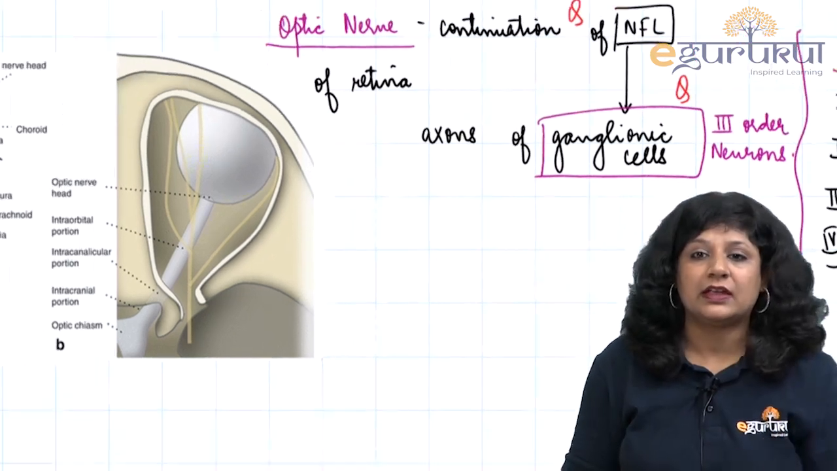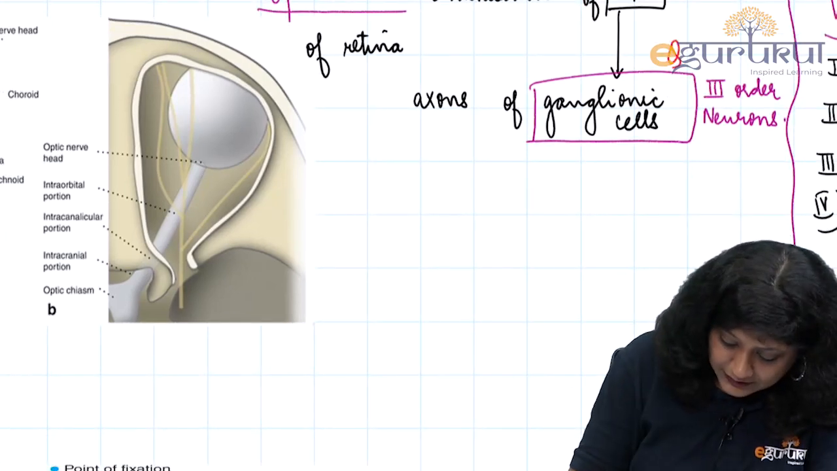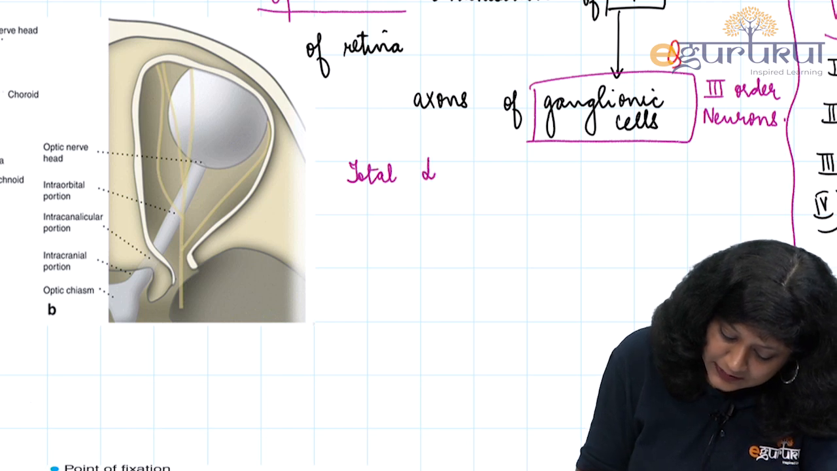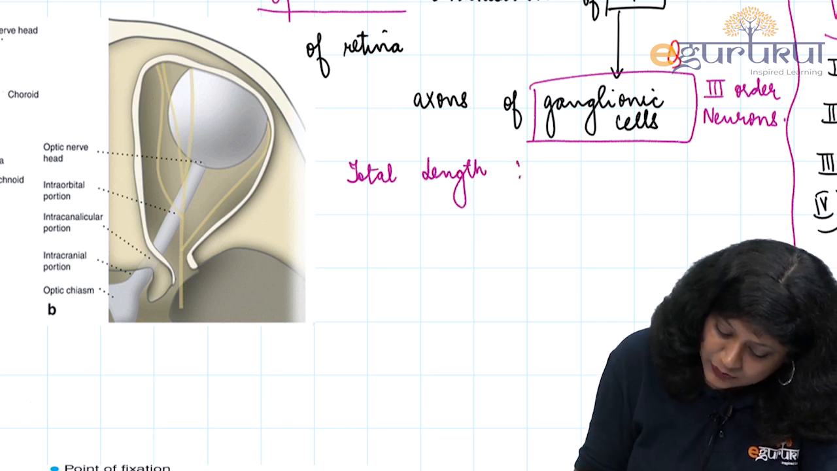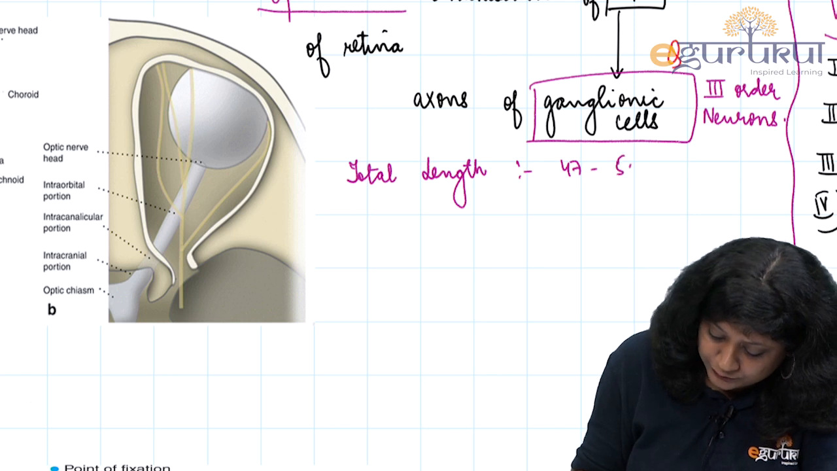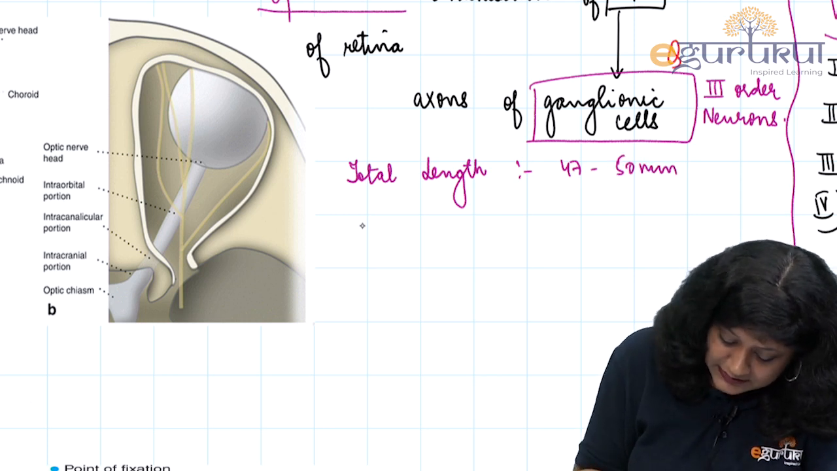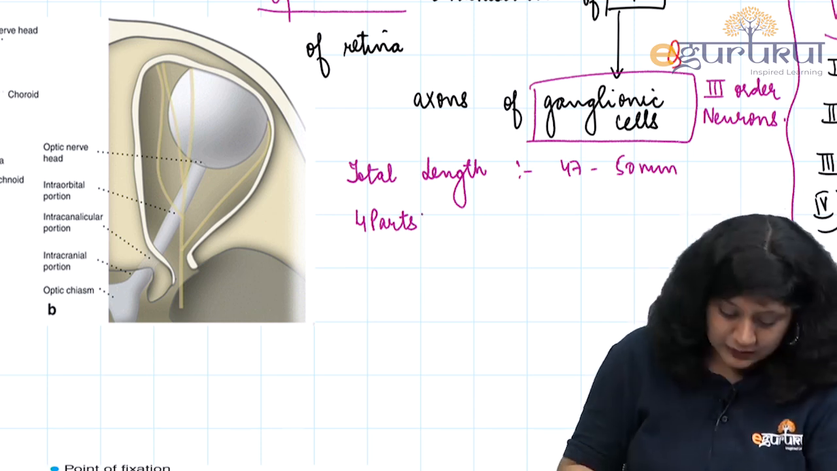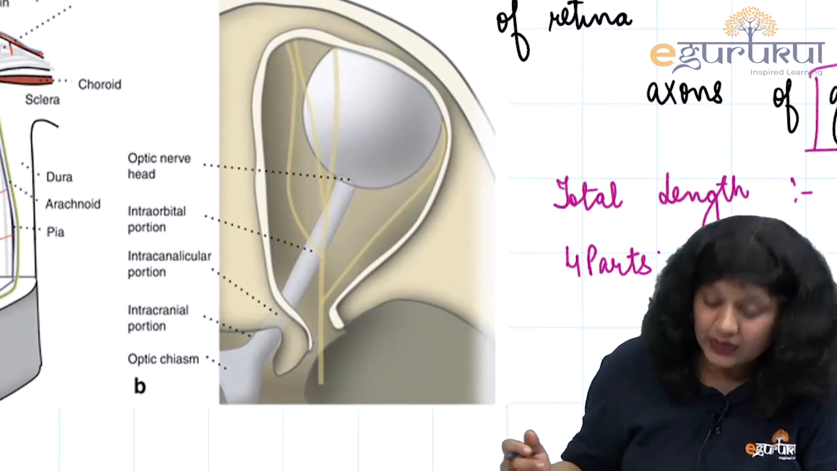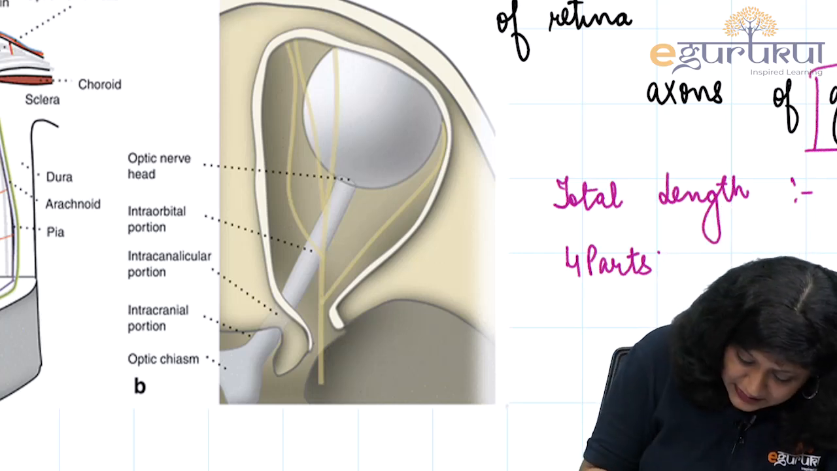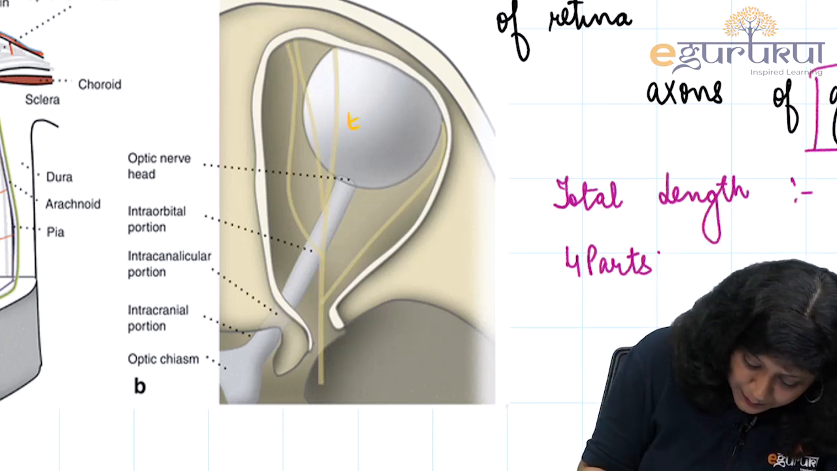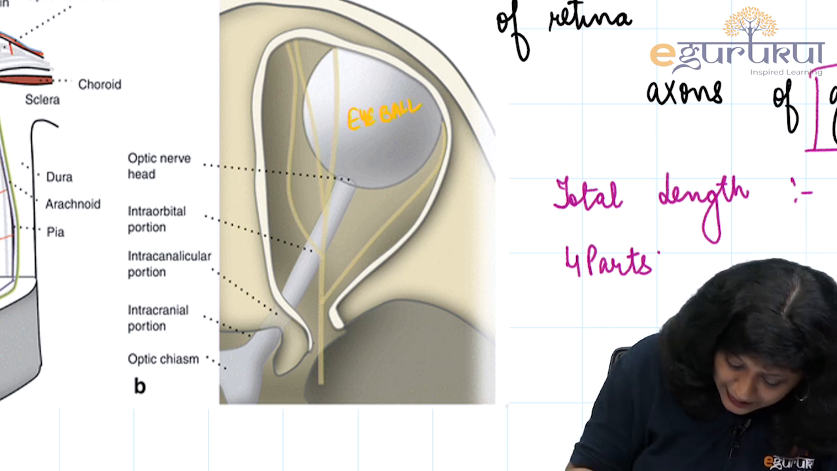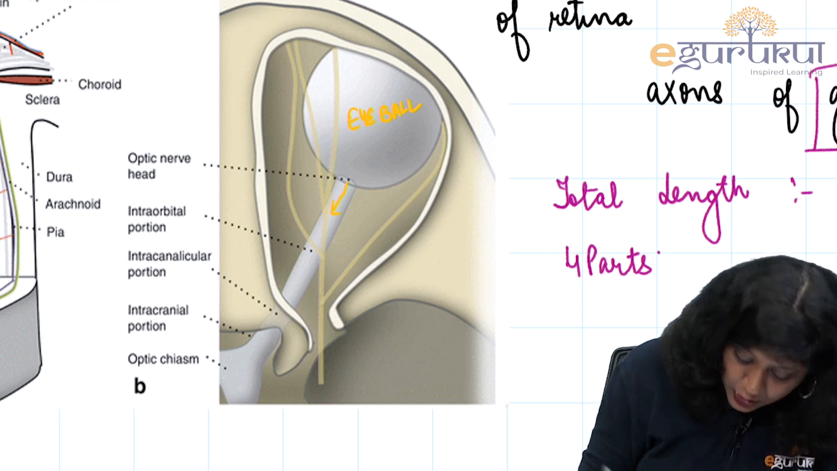Another important thing is the length of the optic nerve. The total length is about 47 to 50 mm, and it consists of 4 parts. Now, let us see what the 4 parts of the optic nerve are. This is your eyeball, and from this backside area, this is the optic nerve which is coming out.